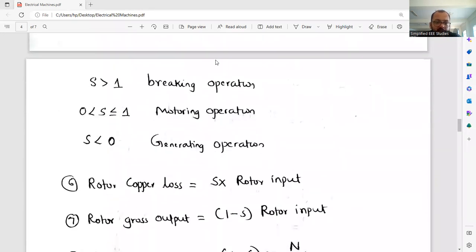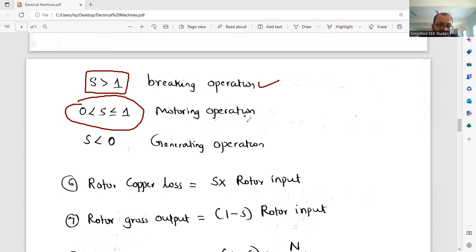So there are different conditions. You can decide the modes of operation based on the value of slip. If slip is greater than 1, it is very clear that the motor is in braking operation. If the slip lies between 0 and 1, then it is an induction motor working in motoring mode. If the slip is less than 0, then the induction motor will act as an induction generator, not in motor mode, it will operate in generator mode. So for the braking operation, slip should be greater than 1.